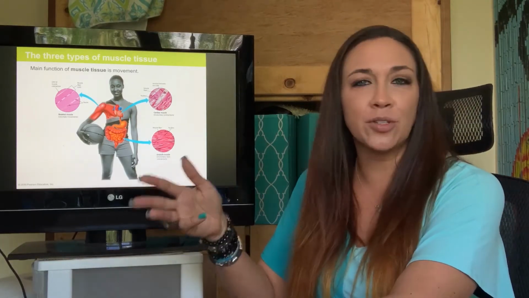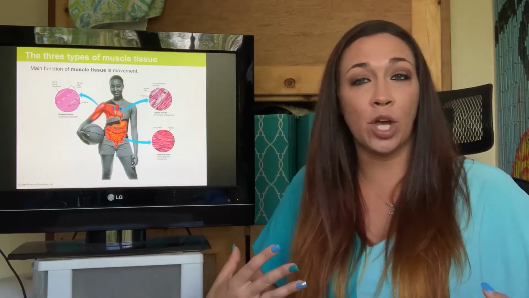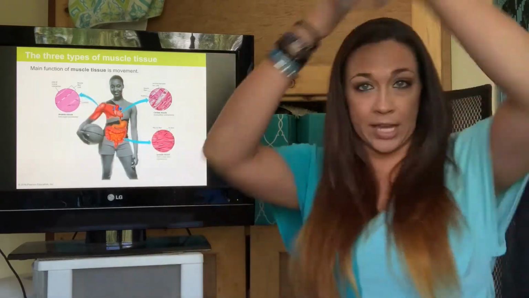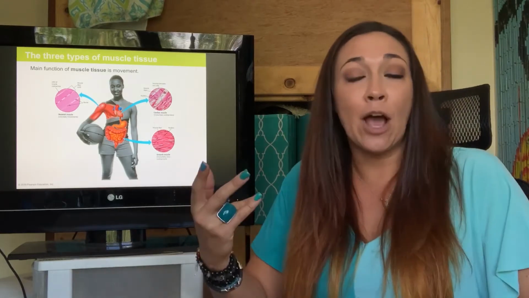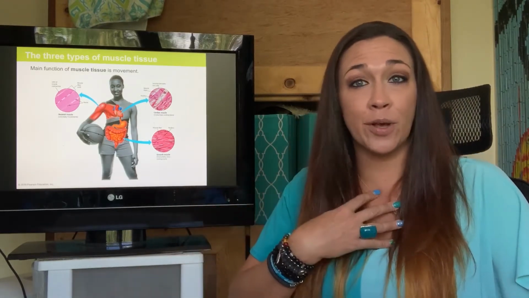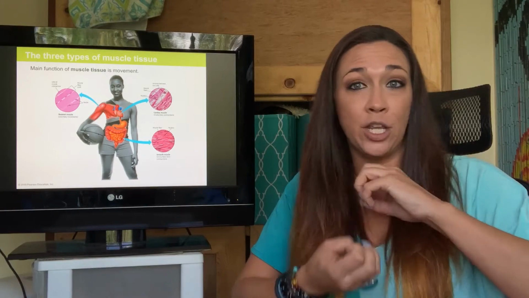Now, when we do talk about muscle tissue, there are 3 different types. The type I've been talking about is the skeletal muscle. This is, again, surrounding my skeleton, allowing me to move around like this. Now, there's also cardiac muscle. Those are the muscles in your heart that are actually contracting your heart.